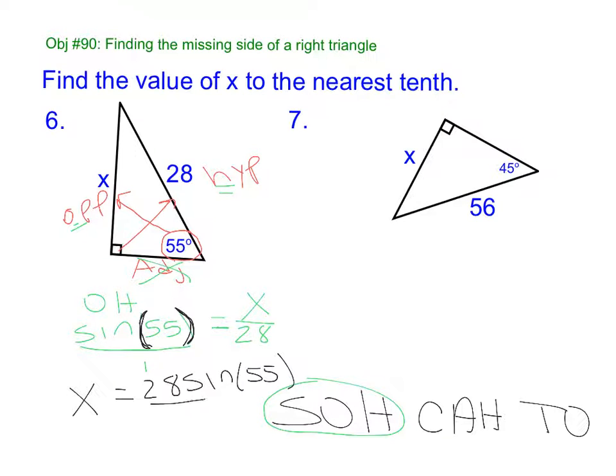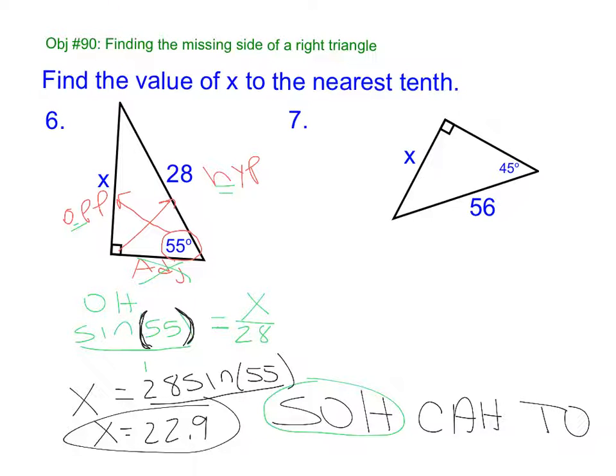And you can put this whole thing in your calculator in one shot, which is nice. It's a little less work. So I got 22.9. And again, this is not degrees. We just found the side of the triangle. Pause the video and try number 7 on your own.